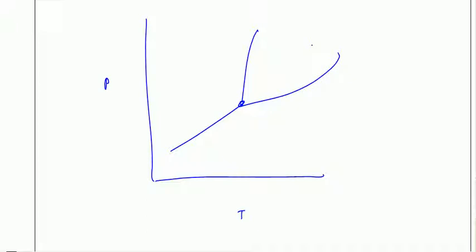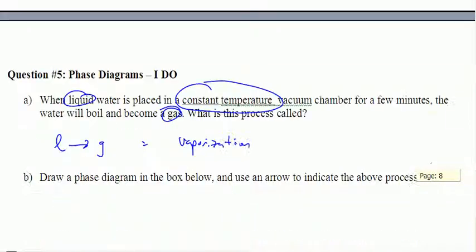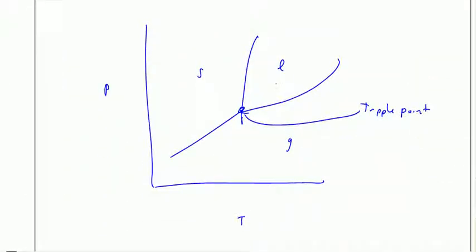Draw a phase diagram in the box below and use an arrow to indicate the process. So this is pressure, this is temperature, this is solid, liquid, gas. This is called the triple point. It's the point for which all three phases are at equilibrium with one another. They said it was a constant temperature chamber, and for a few minutes the water will boil and become a gas. Constant temperature chamber, so temperature remains constant.